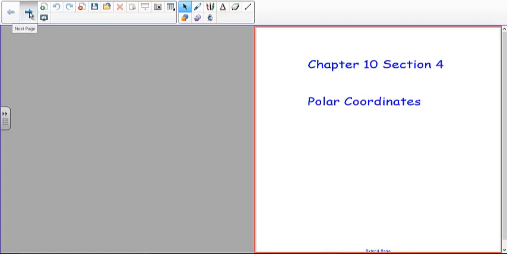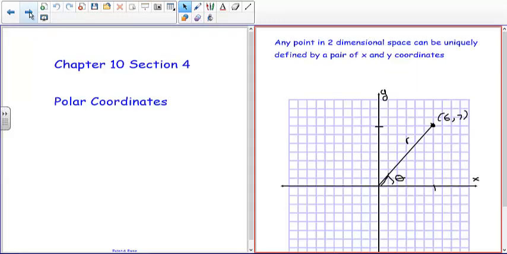So we're used to using x and y to define a point in two-dimensional space. So I've got this point 6 comma 7, so that means we go 6 units in the x direction and then go up 7 units in the y direction. But you can also define a point in space by specifying its distance from the origin, which we're going to call r, and the angle of that line with respect to the positive x-axis. So the usual theta that we're used to.